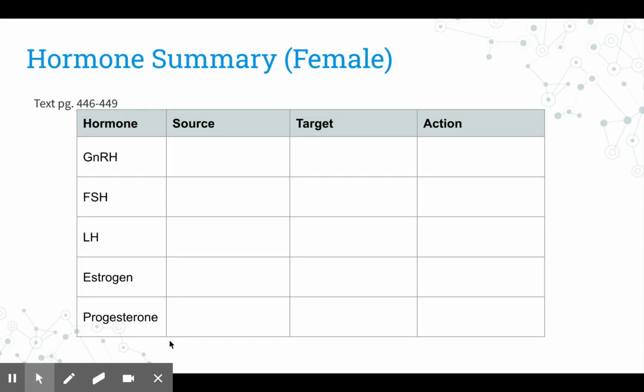Similar to the chart you filled in for the male hormones, there is a section in your textbook, page 446 to 449. You'll be filling in this with the source, where are these hormones coming from? The target, what are they acting on, and their action, what are they actually causing the body to respond with.